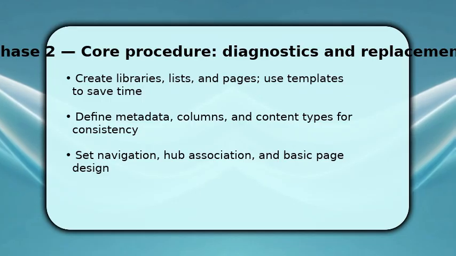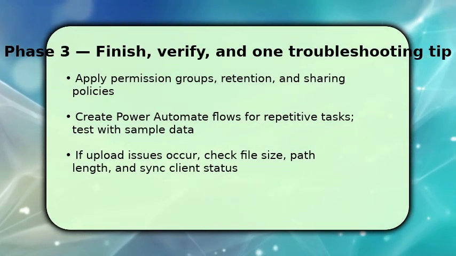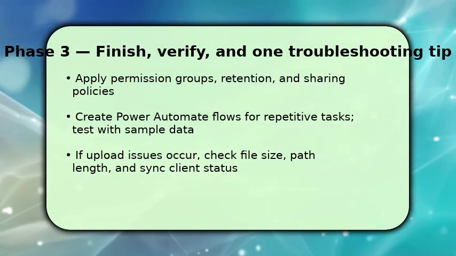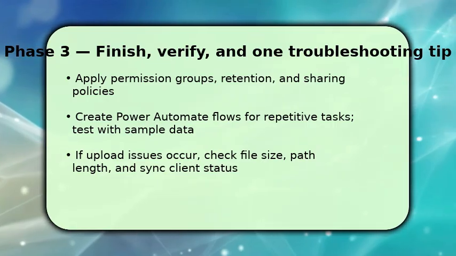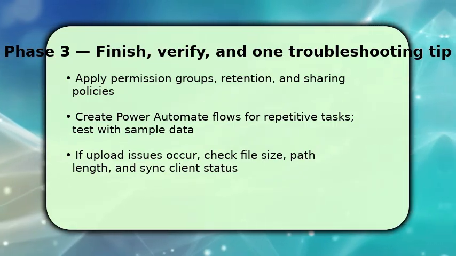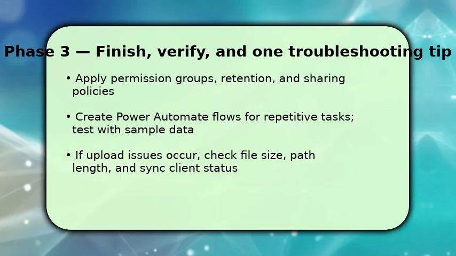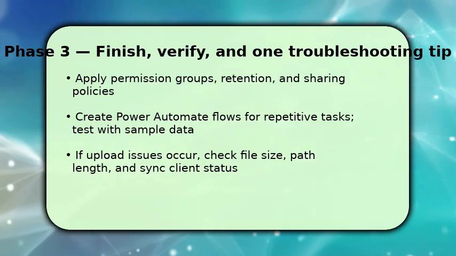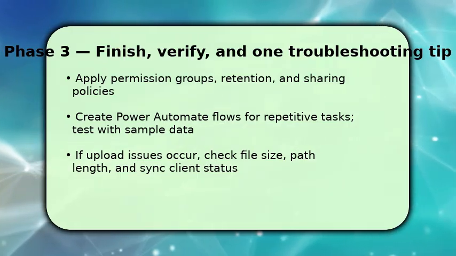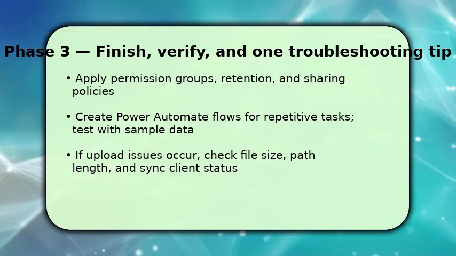Apply permission groups, retention settings, and external sharing policies so data stays secure. Once done, create Power Automate flows for approvals or notifications to reduce manual steps. Test flows with sample data and adjust run conditions. Configure backups, versioning, and alerts for critical libraries.